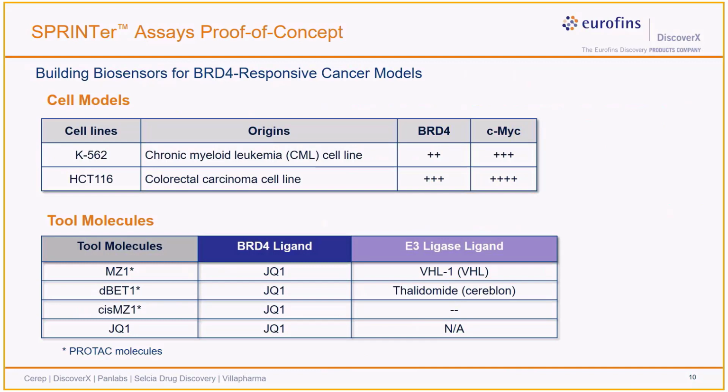This includes JQ1, a BET inhibitor, and two PROTACs, MZ1 and dBET1, that both contain JQ1 but engage with two different E3 ligases. MZ1 engages with VHL, and dBET1 interacts with cereblon. We also include a PROTAC control molecule, cis-MZ1, which contains JQ1 but doesn't engage with any E3 ligase. This control molecule more or less behaves like JQ1.